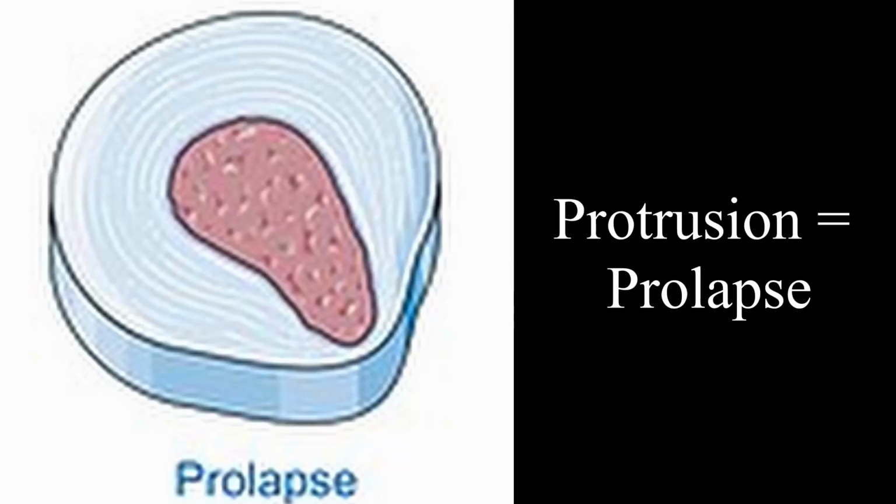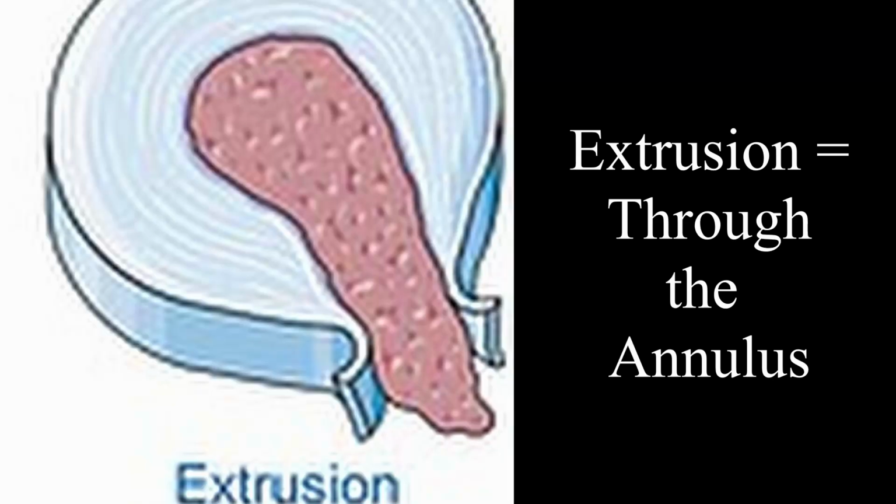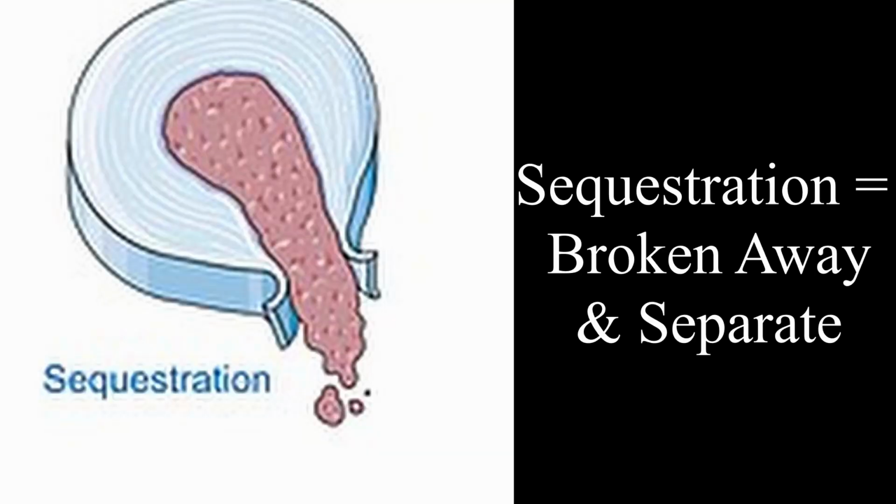A protrusion means that you have pushing of the nucleus pulposus into various different layers of the annulus, but it hasn't necessarily penetrated the outermost layer. An extrusion is just that, meaning it has actually gone through the outermost layer of the annulus. And a sequestration means that a piece of that nucleus has popped off and is now separate from the disc.